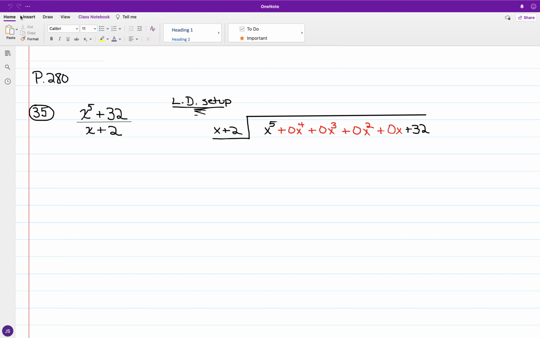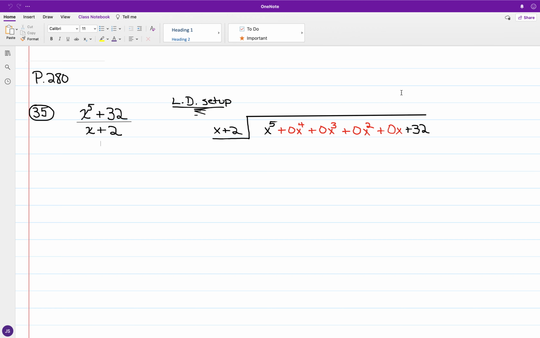For the long division setup, you have x plus 2 taken into x to the fifth plus 32. In the long division setup, I have both the divisor and the polynomial dividend arranged in descending degree order. So I have x plus 2. For the dividend, I want all the degrees in x, from the highest order down to the constant, to be represented. And here we have missing degree terms from the fourth order down to the first order, so I'm using zeros for the placeholders.